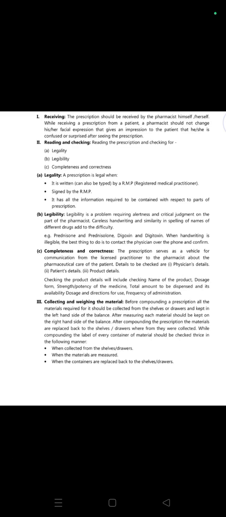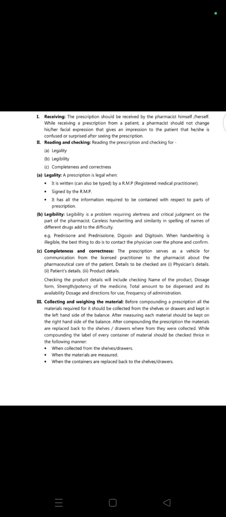Receiving. The prescription should be received by the pharmacist himself or herself. While receiving a prescription from a patient, a pharmacist should not change his or her facial expression in a way that gives an impression to the patient that he or she is confused or surprised after seeing the prescription.